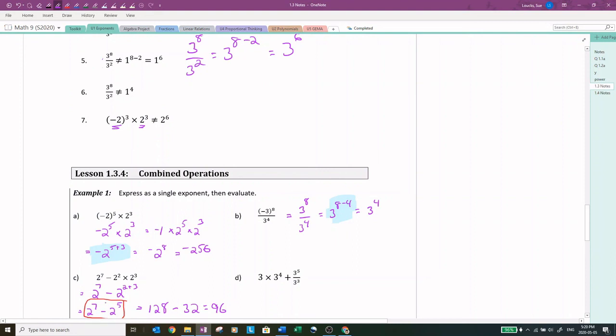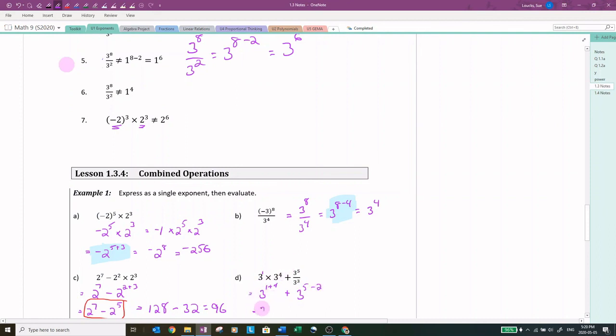All right, last example, D. The trick here is to remember that this 3 here actually has an invisible 1 there, right? 3 is 3 to the 1. So 3 to the 1 times 3 to the 4 is 3 to the 1 plus 4, and this is a division question, so this is 3 to the 5 minus 2.